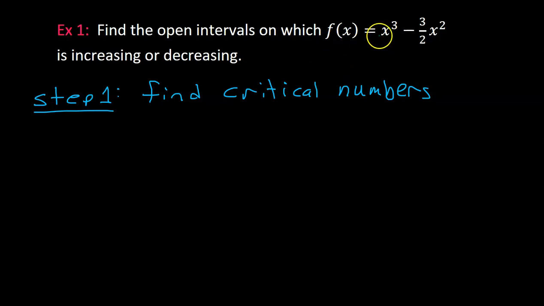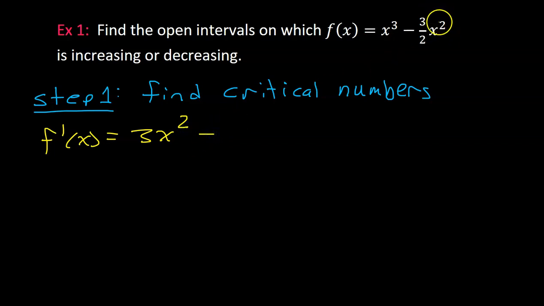Remember that the critical numbers are the numbers where the derivative is either equal to 0 or undefined. So, of course, that means we have to find the derivative. So we will do f prime of x equals, we're doing the power rule, so the 3 goes in the front, and we decrease by 1, we have 3x squared.